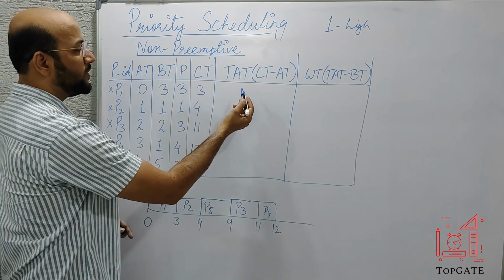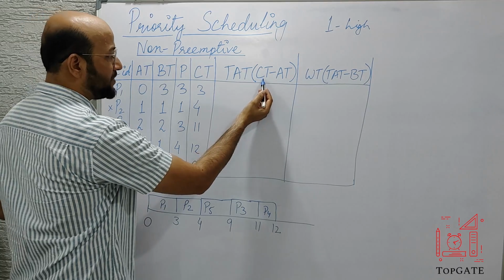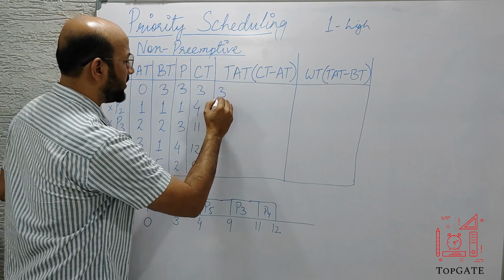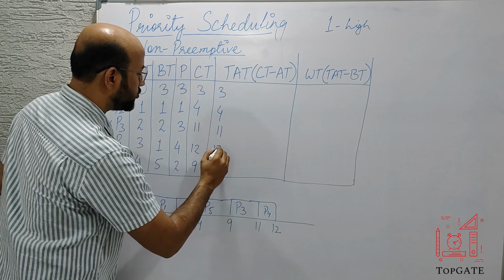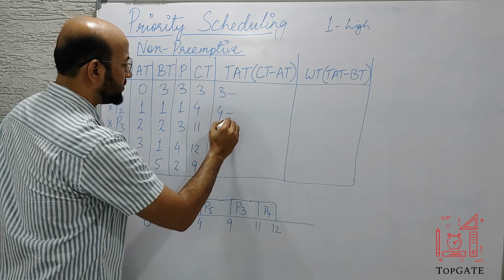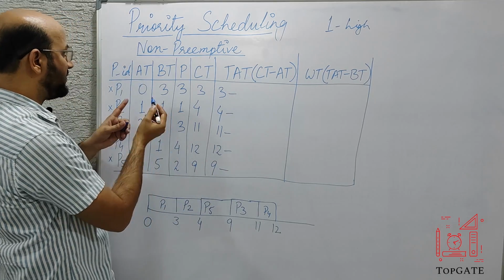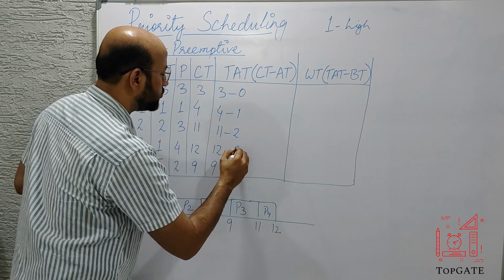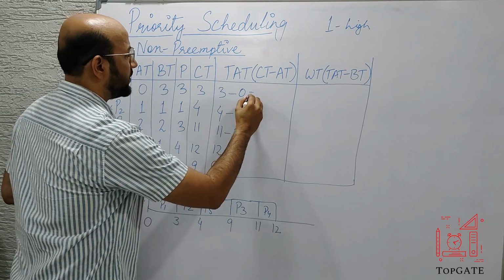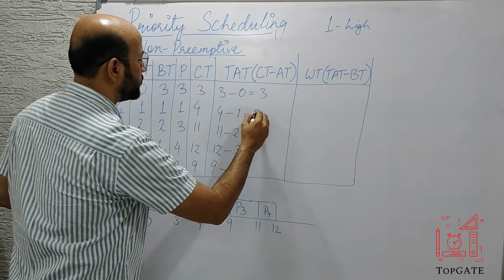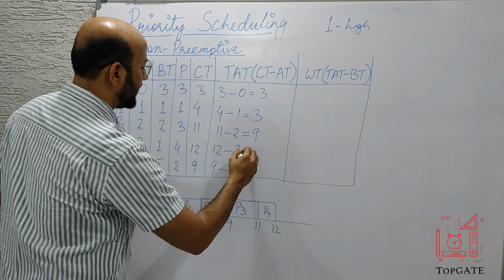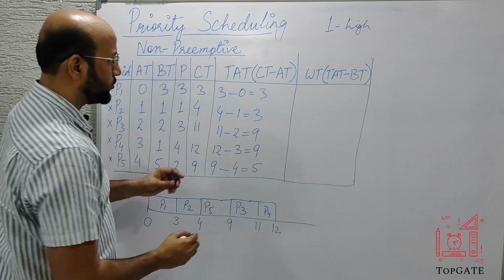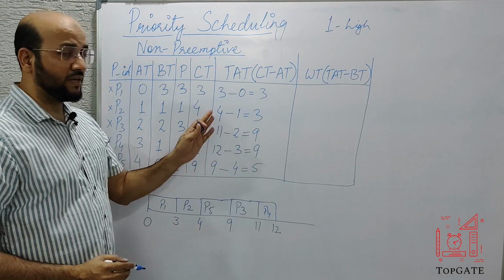Now the turnaround time, we know it can be calculated with the help of the completion time minus the arrival time. So I'll quickly write the completion times here, that is 3, 4, 11, 12, 9. Put the minus signs and the arrival times. Arrival times are 0, 1, 2, 3, 4. So I'll quickly write 0, 1, 2, 3, 4. That will give you 3. 4 minus 1 will give you 3 again, 11 minus 2 will give you 9, 12 minus 3 will again give you 9, and 9 minus 4 will give you 5. So this is the turnaround time for the individual processes.